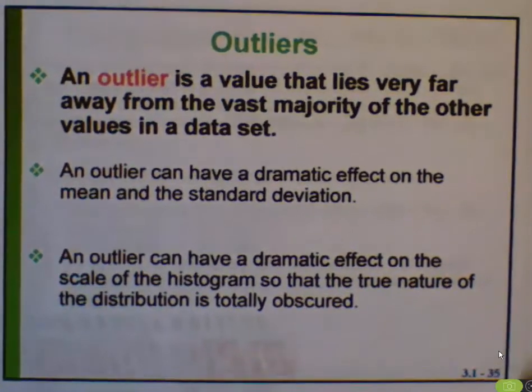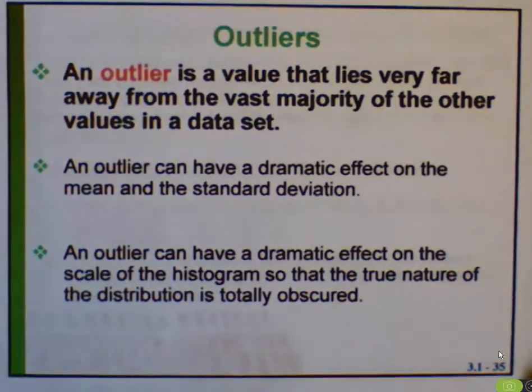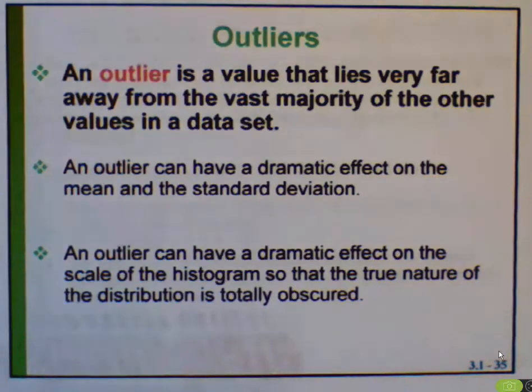The last thing we need to talk about is how to use the 5 number summary to identify outliers. We have informally defined outliers as values that lie very far away from a vast majority of the other data values in the set. But how do we define that specifically instead of just very far away? We need a rule or a definition of an outlier.